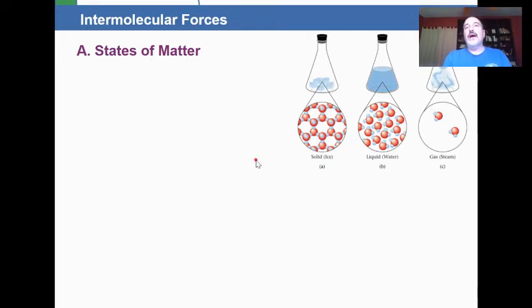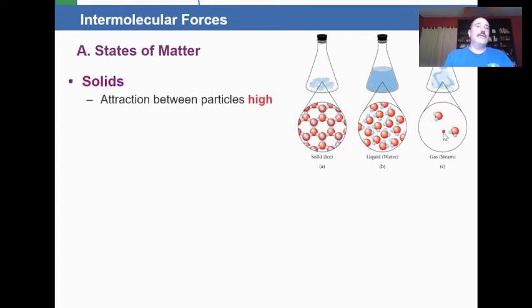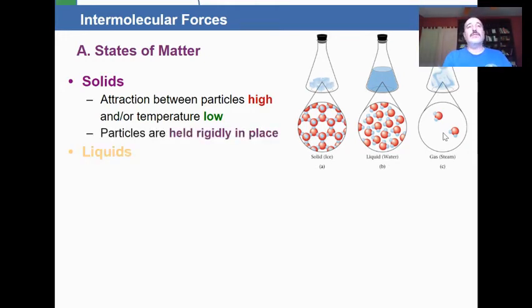You can see that solids are orderly and stuck together. Liquids are really close together, as I said, but they are free to move about. And gases are few and far between, and they are just bouncing all over the place. So for solids, usually the attraction between the particles is high, and/or the temperature is low. You can take just about anything and make it into a solid, and the particles are held rigidly in place.